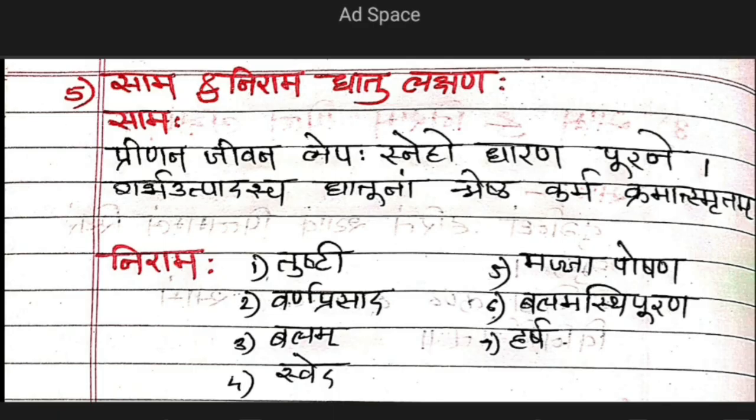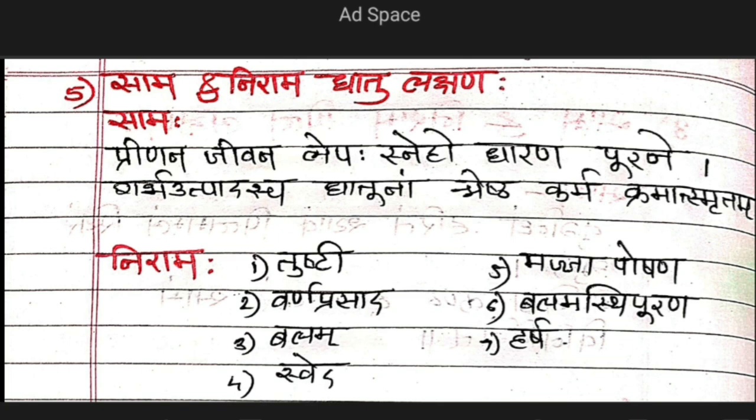Sama and Nirama Dhatu Lakshana. Sama. प्रीणन जीवन लेप स्नेहोधारण पूरणे गर्भ उत्पादश्च धातूनां श्रेष्ठ कर्म क्रमात् स्मृतम्. Prinana means satisfies the grace of senses and brings pleasure to the mind. Jivana, which increases the ojas. Lepa, which means covering. Sneha, which means unctuousness. Dharana, which is supporting the upper portion of the bone. Purana, filling inside the bones. And Garbha Utpada, functions of Shukra. These are all Sama Lakshanas of Dhatu.